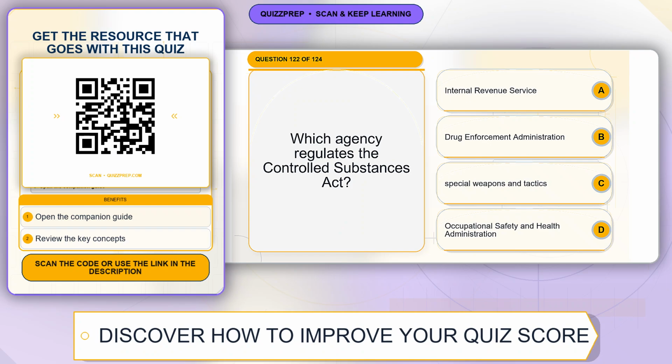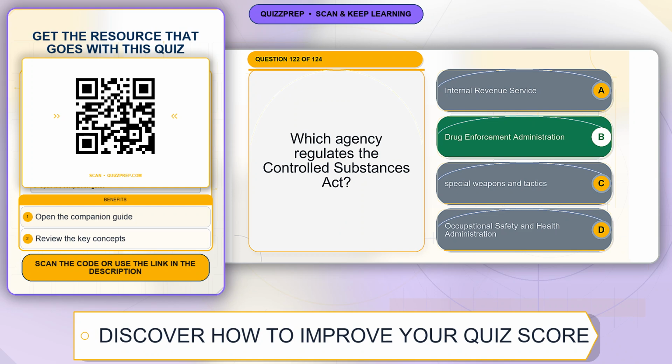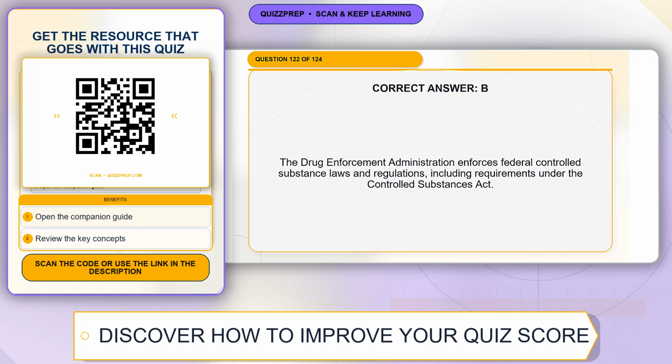Question 122. Which agency regulates the Controlled Substances Act? Option A, Internal Revenue Service. Option B, Drug Enforcement Administration. Option C, Special Weapons and Tactics. Option D, Occupational Safety and Health Administration. The correct answer is option B, Drug Enforcement Administration. Explanation. The Drug Enforcement Administration enforces federal controlled substance laws and regulations, including requirements under the Controlled Substances Act.